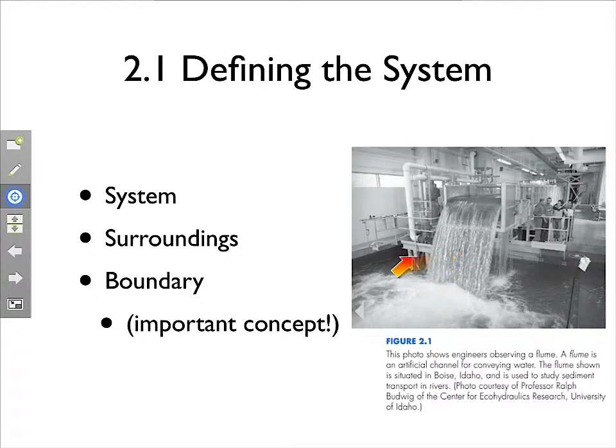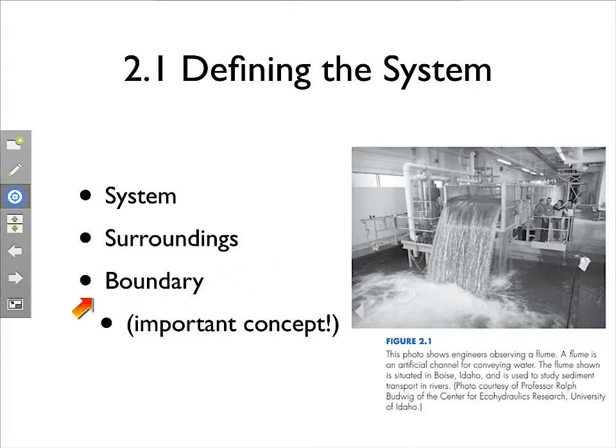And so in this system, the water flow is of interest. We might be flowing this water over some soil or to simulate some river flow, or it might be dam operations or all sorts of things. But that would be our system. Our system would be the water. The surroundings in this case would be the surrounding atmosphere inside the flume chamber.